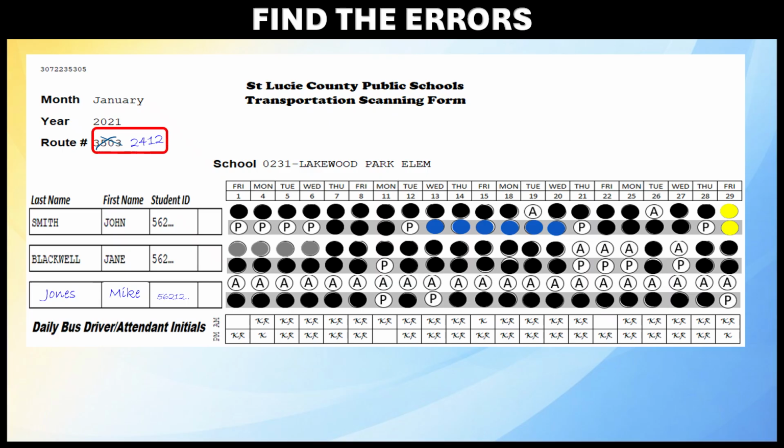First, the route number was crossed off and another number was manually written in, along with a student's first name, last name, and 562 number. Blue ink, highlighter, and pencil were also used to fill in some of the bubbles. There are 3 blank initial spots left on the form and 2 partial initial spots left on the form.